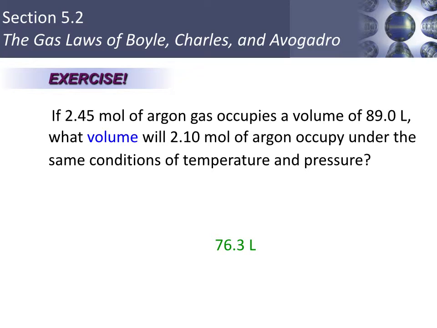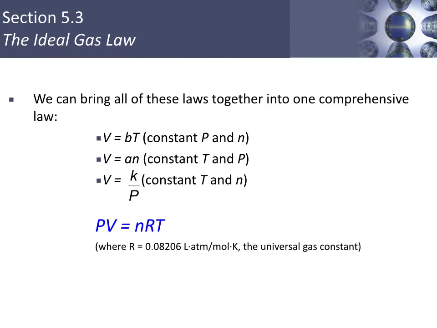All of this is leading into the ideal gas law, and that is putting them all together. PV equals nRT. This is really the only one you need to know. Pressure times volume is going to equal the number of moles times constant R times the temperature, where R equals 0.08206 liters ATM per mole K, which is considered the universal gas constant. You must memorize this. Must, must, must.